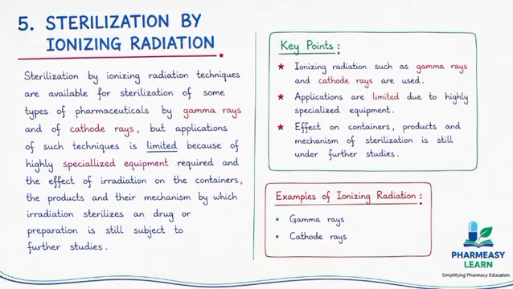So, let's quickly revise what we learned today. The five general methods of sterilization: steam sterilization, dry heat sterilization, filtration, gas sterilization, and ionizing radiation. Each method has its own principle, advantages, limitations, and applications.